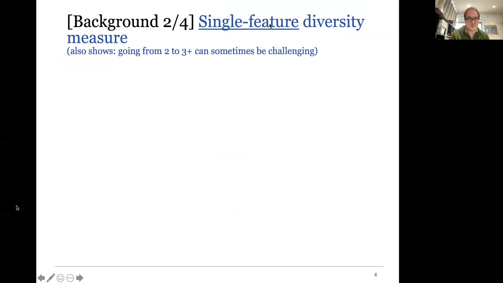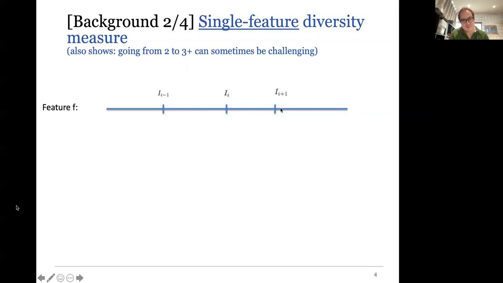In the feature space, things are ever so slightly different. In particular, I want to briefly show that going from sometimes just 2 points in space to 3 or more can at times be challenging unless you have a clever idea. Let's assume we have a particular instance I that has a particular feature value. These feature values might be from some range, from some minimum value to some maximum value. So this instance I sits here at some spot in the range. We might have another instance I-1 sitting a bit further to the left, and instance I+1 sitting a bit further to the right.